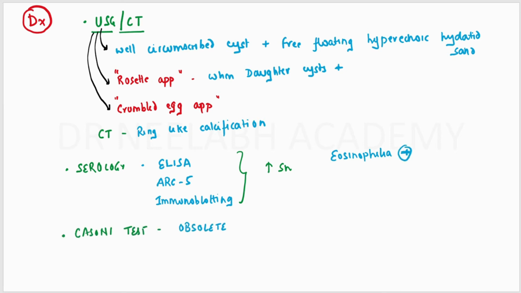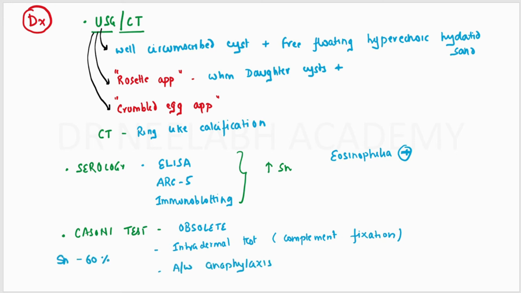Casoni's test, which was done previously, is now obsolete. It is an intradermal test using the phenomenon of complement fixation. It is associated with anaphylaxis and has a sensitivity of only about 60%. Now, ERCP is the gold standard investigation when jaundice is present due to biliary involvement.